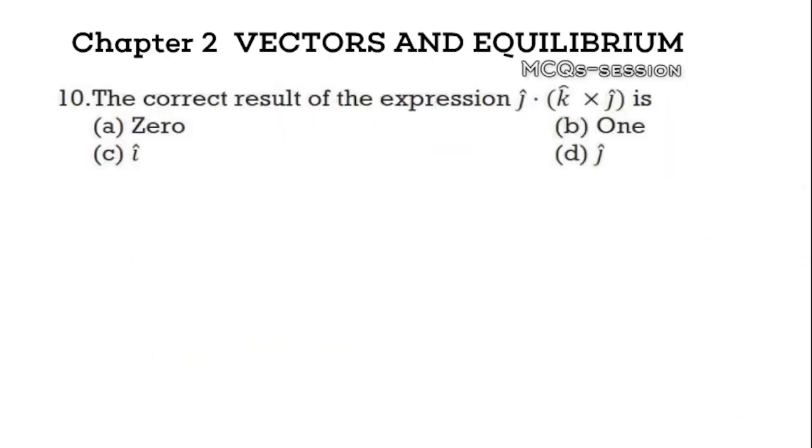Question 10. What is the correct result of j hat dotted with the cross product of k hat cross j hat?